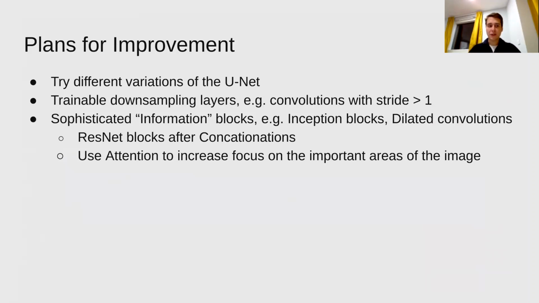And now some plans for improvement. We want to try in the future different IoU, different U-Net architectures, try different downsampling layers instead of max pooling, maybe inception blocks or dilated convolutions, and try to introduce attention to focus on the important areas of the images.